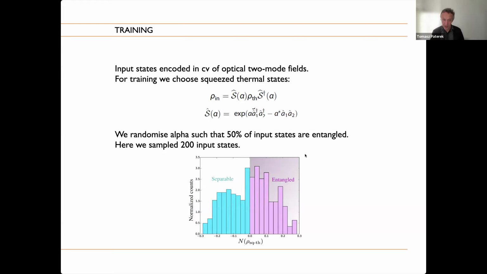Then we run this whole simulation. We have the input. The input interacts with the reservoir. At some time, we measure the reservoir. We get the outputs, the mean excitation numbers.